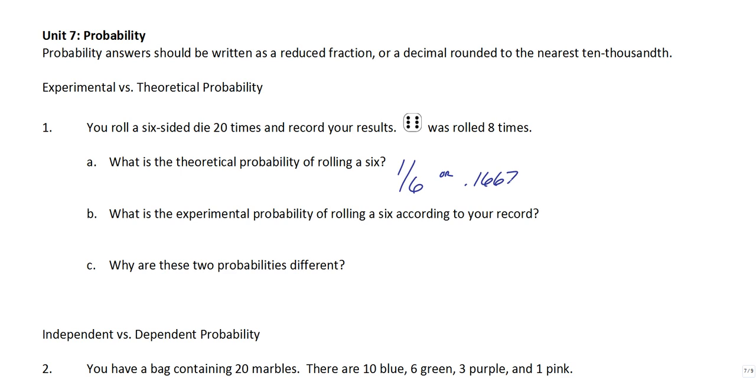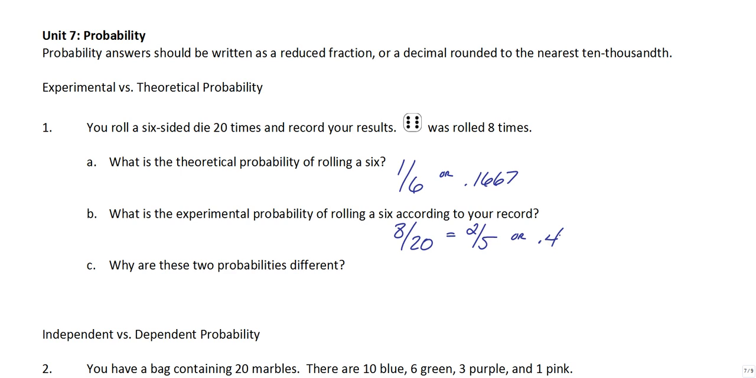Now the experimental part. What if you just took one die and rolled it 20 times? And we got a 6 8 times. Theoretically, our probability is still 1 in 6. But experimentally, that showed up 8 times in 20 rolls, which of course we would reduce to 2/5. Or we could say that that's 0.4.